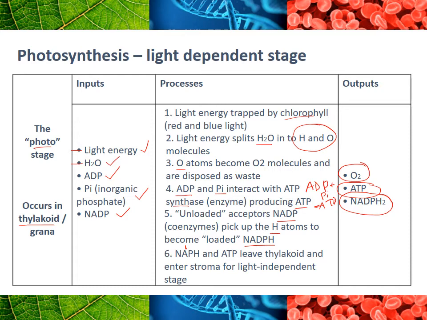The NADPH and the ATP leave the thylakoid and will move into the stroma. So these are important. They're outputs of this stage. As you'll see in the next slide, they are inputs for the light independent stage.